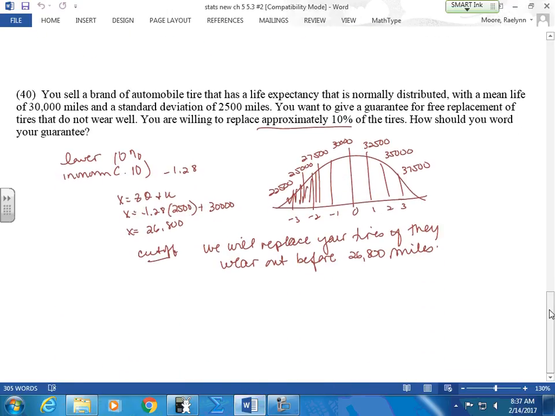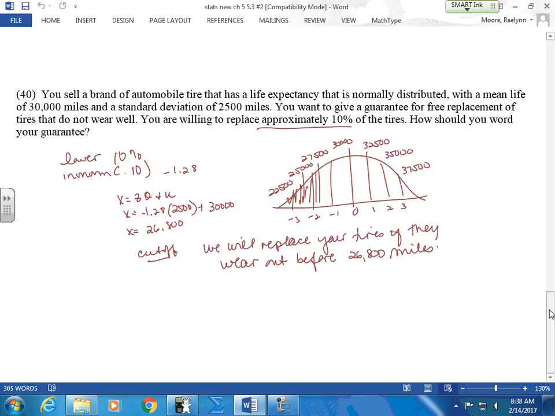Okay. You sell a brand of automobile tires that have a life expectancy normally distributed, mean of 30,000 miles, standard deviation of 2,500 miles. You want to guarantee free replacements, and this is how they work this. For tires that do not wear well, you are willing to replace approximately 10% of the tires. Where are you going to replace these? 10% when they drive over what you thought? Or 10% when they're under what you expected?